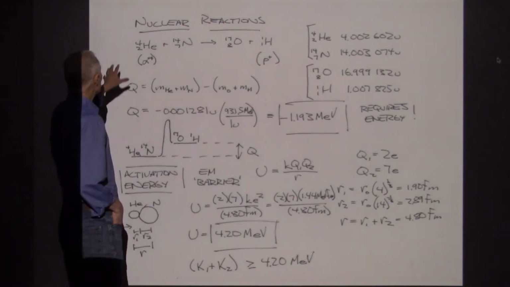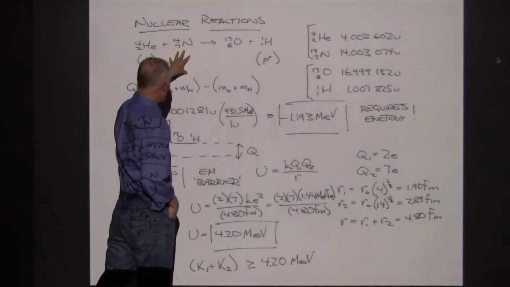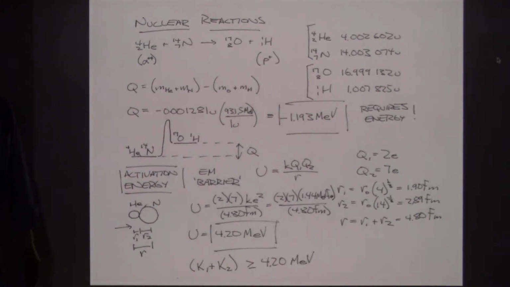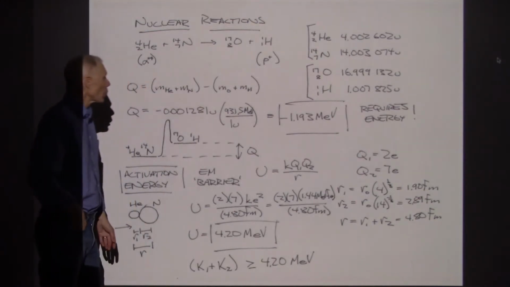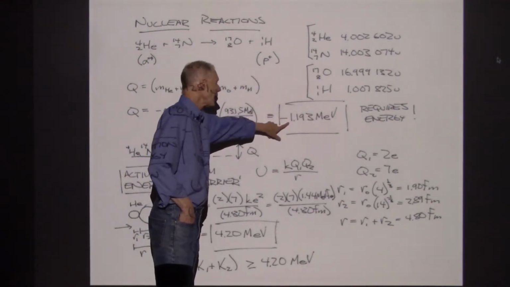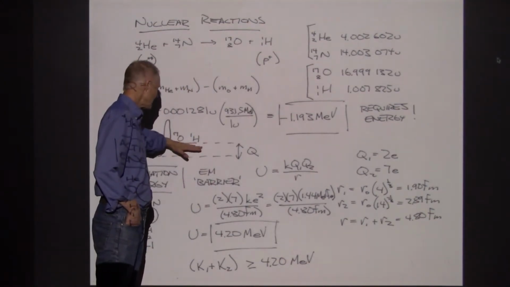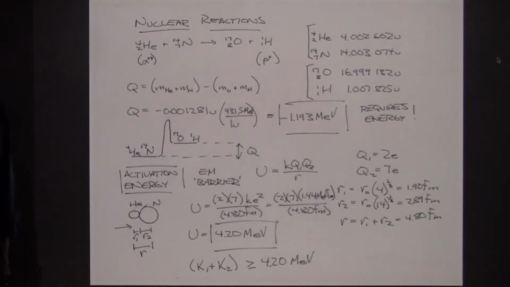That says the combined kinetic energies of the helium coming in and the nitrogen coming in would have to be at least 4.2 MeV. They've got to come in at high speed with lots of kinetic energy because they have to overcome the electric repulsion. So I need 1.19 MeV of kinetic energy to create the final state, but I need 4.2 MeV to overcome the electric repulsion between the nuclei.